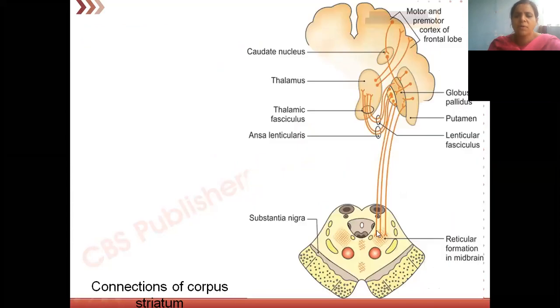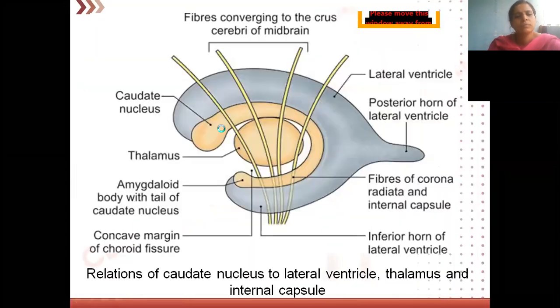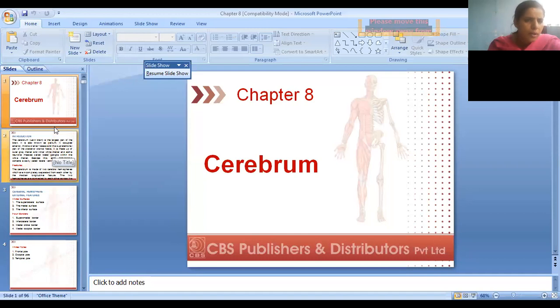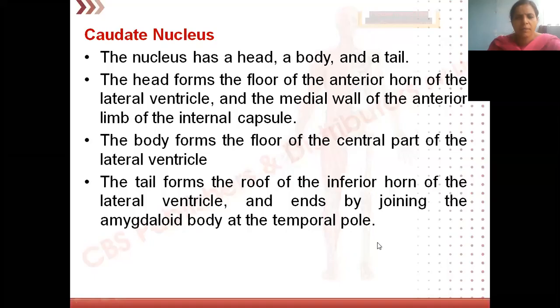This picture gives good information how the tracts are passing via internal capsule. These are all tracts. This is the internal capsule area. And finally, it goes to the sensory cortex if it is ascending. So whatever points are not covered, I will cover them now.